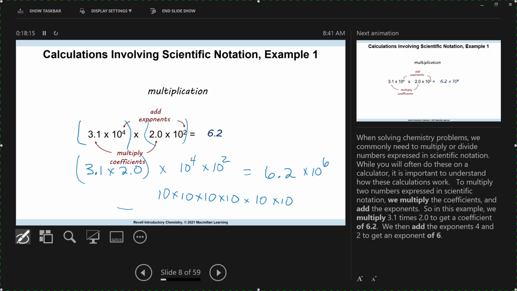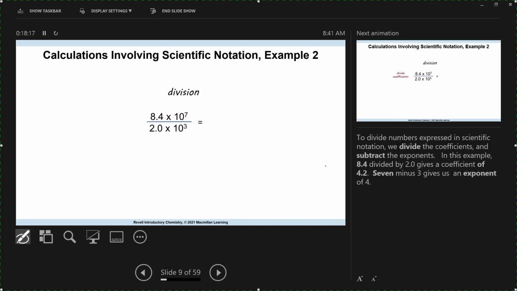All right, let's get through here. We already did this. Go ahead and punch this into your calculator. We could do this manually just by dividing 8.4 by 2 and then 10 to the 7th by 10 to the 3rd. So we'll do that, but just punch this into your calculator to make sure you know how to input scientific notation.